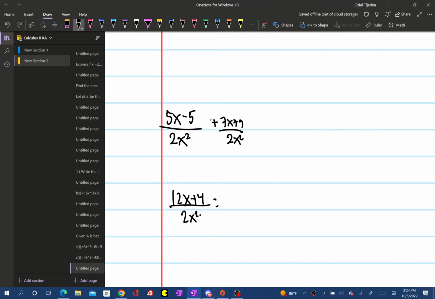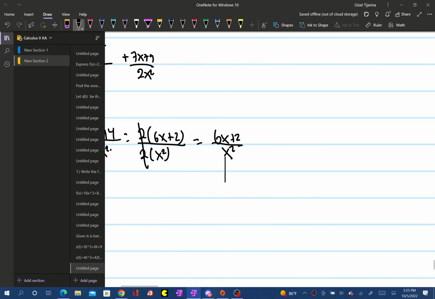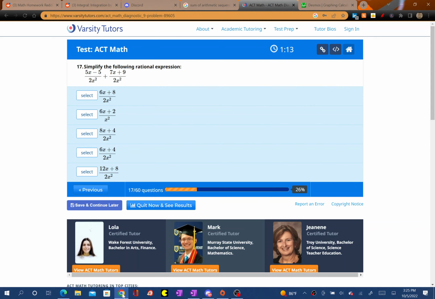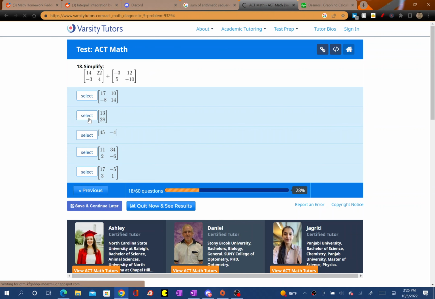If you take out the 2, so you're going to say 2 times 6x plus 2 over x, or 2x times x. Really, actually, it's 2 times x squared. And then you have 6x plus 2 over x squared. Yeah, this one. Alright.